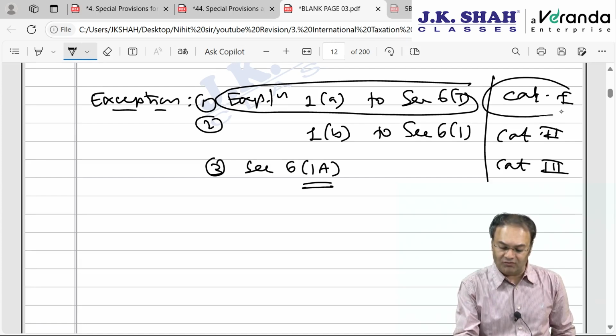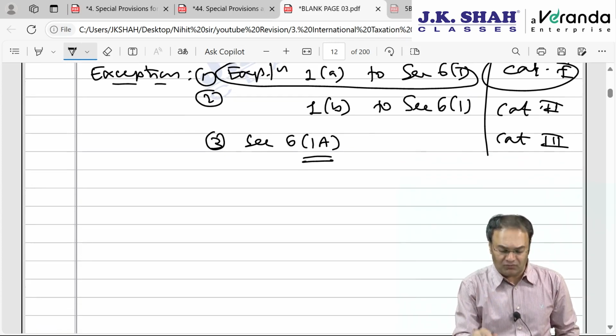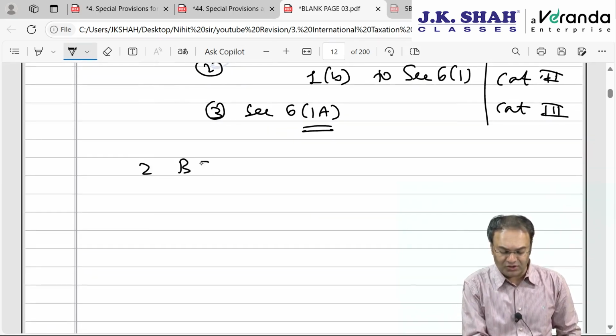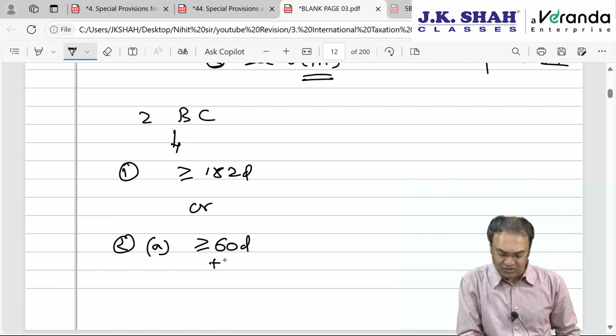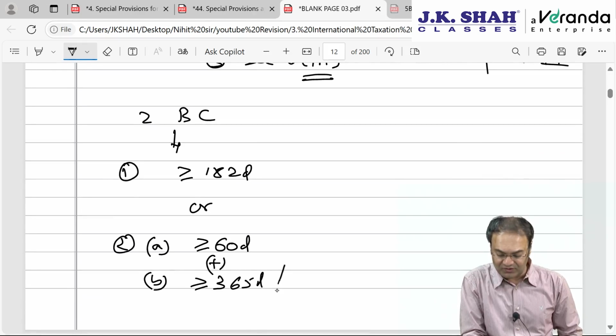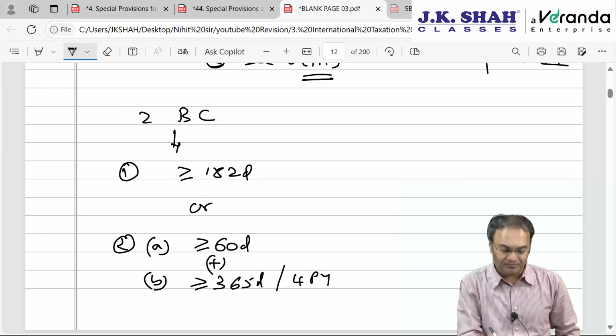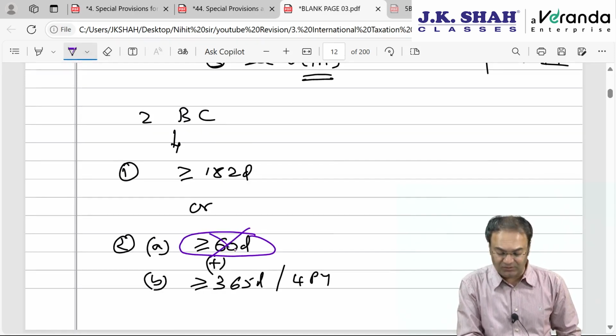Starting with category 1, that is explanation 1 clause A. It says two basic conditions. What are the two basic conditions? First one is 182 days or more in the current previous year, or second, which has two sub conditions: 60 days or more in the current previous year, plus 365 days or more in the last four immediately preceding previous years. Here the first basic condition will remain intact. In the second basic condition, part A, instead of 60 days will be replaced by 182 days in case of the first exception.